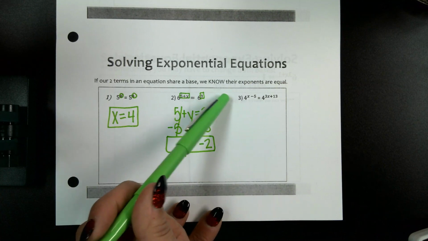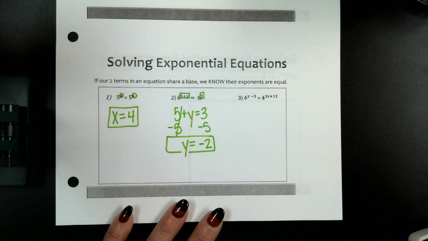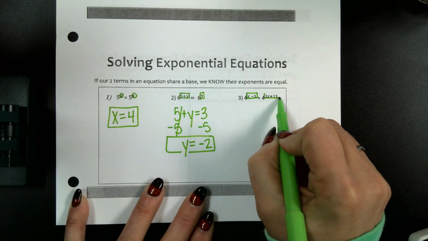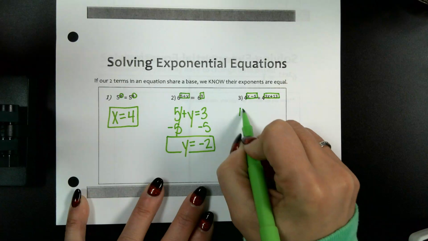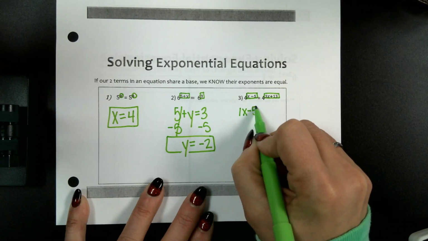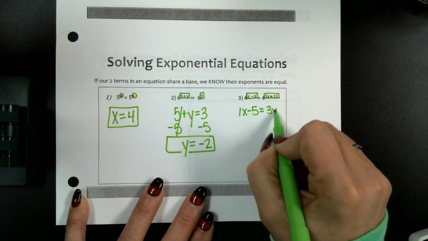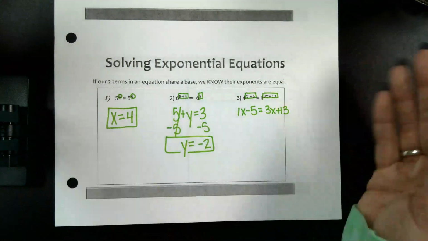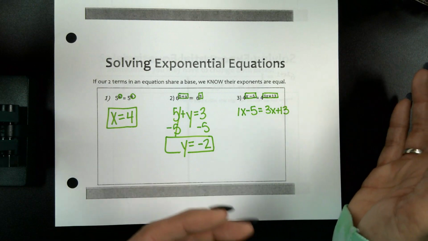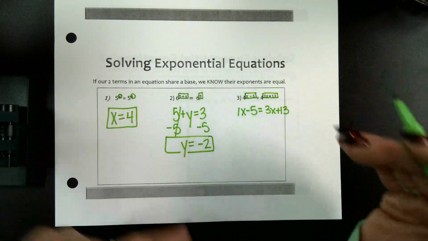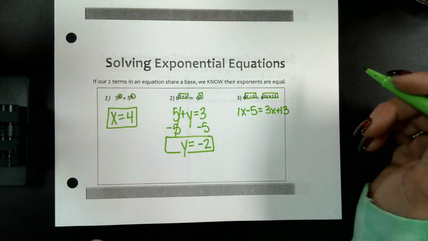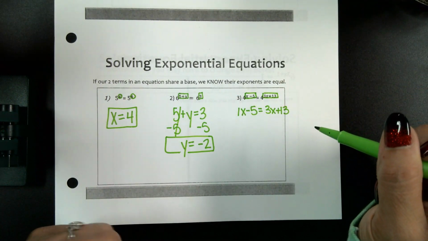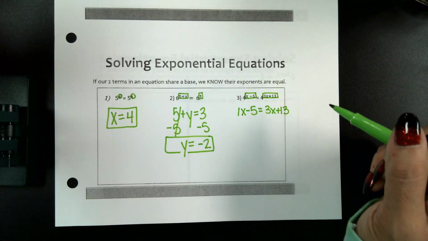Now the last one, are the bases the same? Let's set this exponent equal to this exponent. We would take 1x minus 5 equals 3x plus 13. Now this is still just like a multi-step equation that has variables on both sides, which you guys have been doing since pre-algebra days. What would you guys do first? It doesn't have to be my way. Just tell me what you would do.